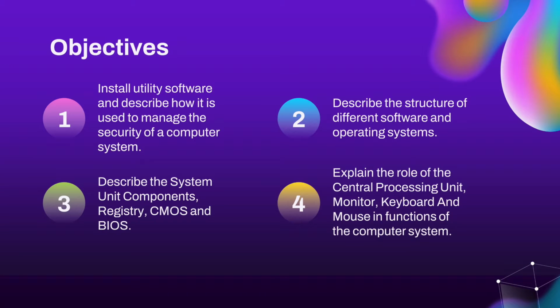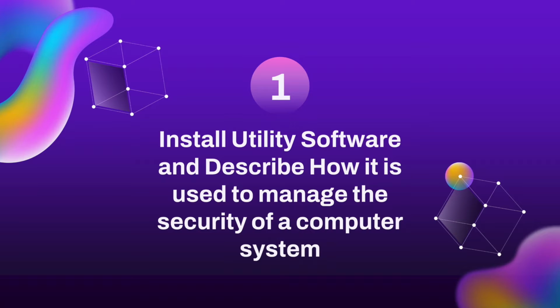In this presentation, we'll be going over how to install software and describe how it is used to manage the security of a computer system, describe the structure and different software and operating systems, describe the system unit components, registry, CMOS, and BIOS, explain the role of the central processing unit, monitor, and keyboard and mouse in functions of computer system. Objective 1. Install utility software and describe how it is used to manage the security of a computer system.